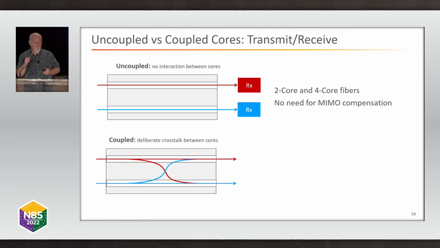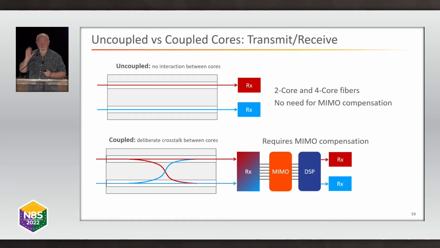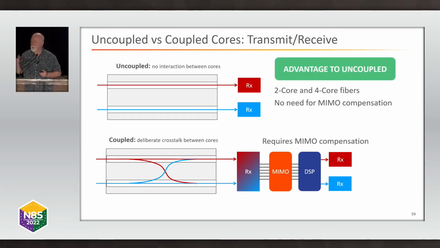With coupled multi-core fiber, you do get crosstalk between the cores. It's designed that way. It means that at the receiver, essentially, you've got a scrambled mix of the signals on the 2 cores, and you need one of these MIMOs and a digital signal processor to separate the 2 or more signal streams. So that's at the transmitter and receiver, and you can probably agree with me that uncoupled clearly has an advantage here because we don't need to develop new transponder technology.